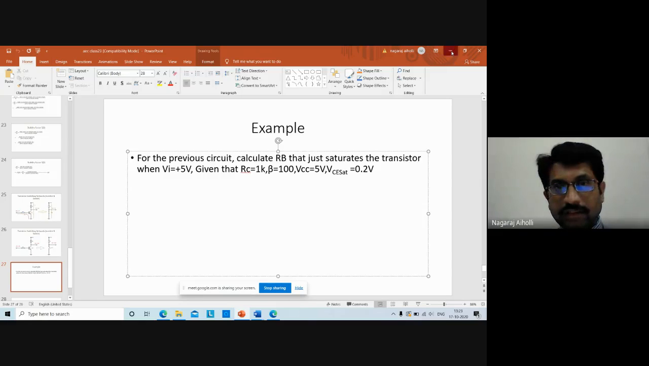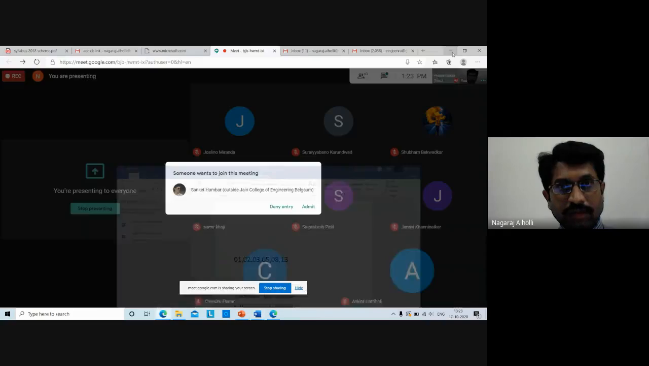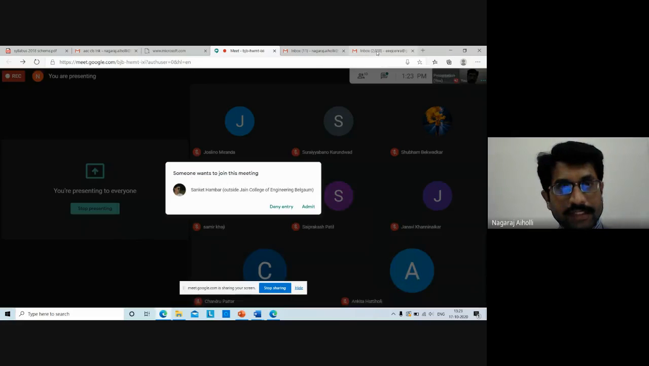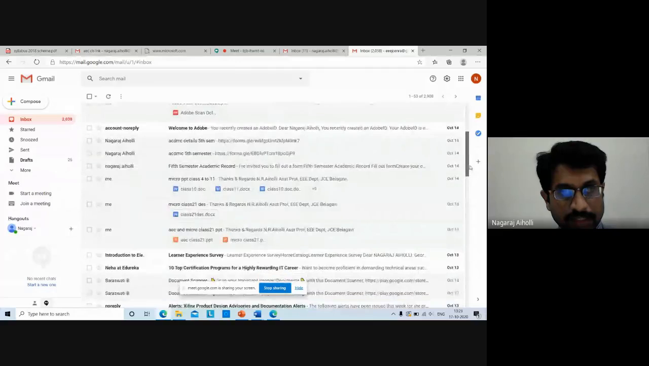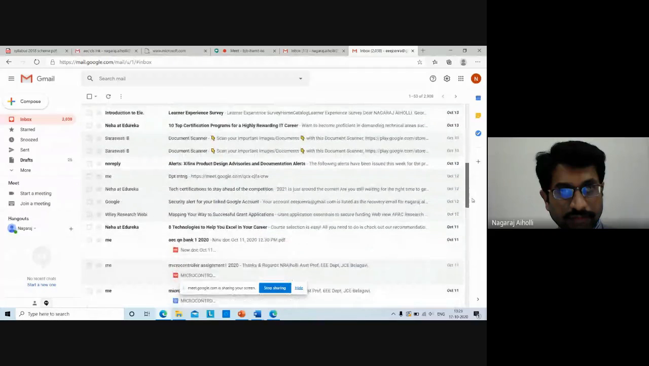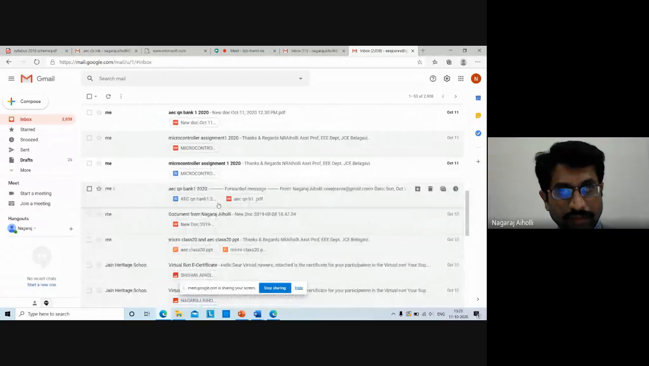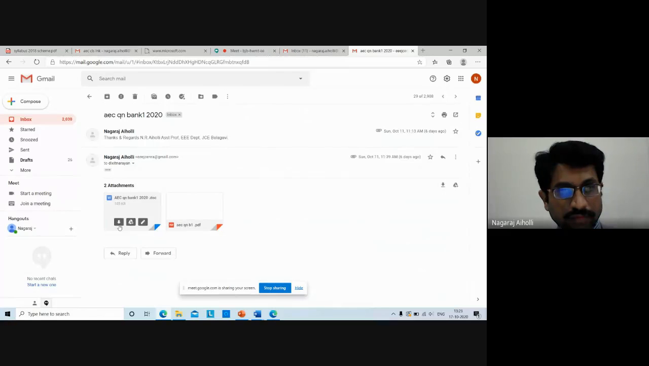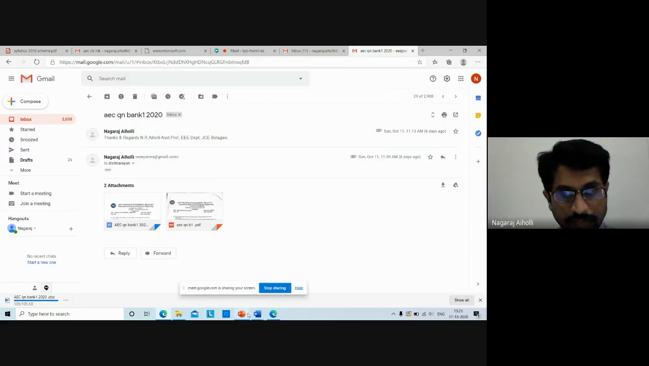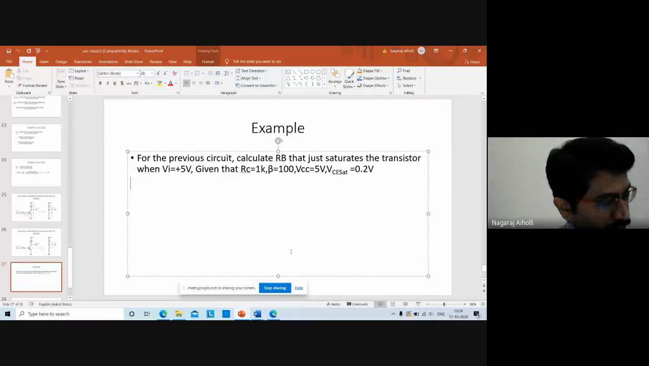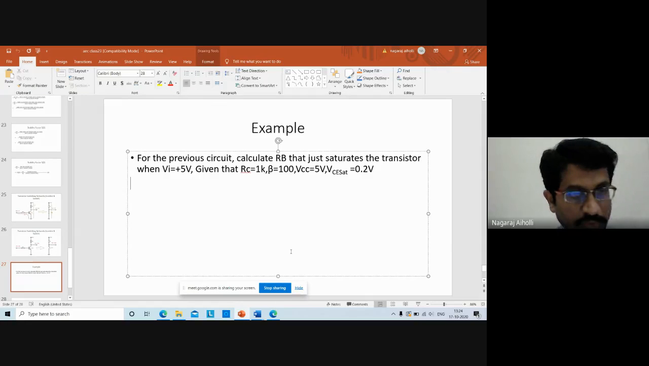Then question number 5. What is question number 5 here, students? For the circuit shown in the figure, find IC, VB, VE, R1, and S of ICO. So this is on the voltage divider bias circuit. That material I will share with you.